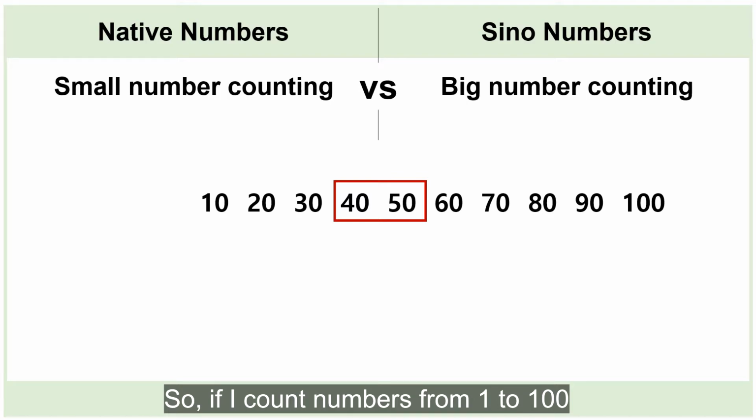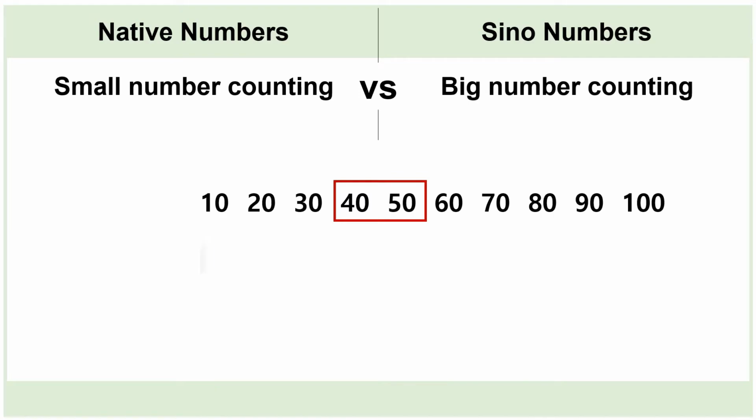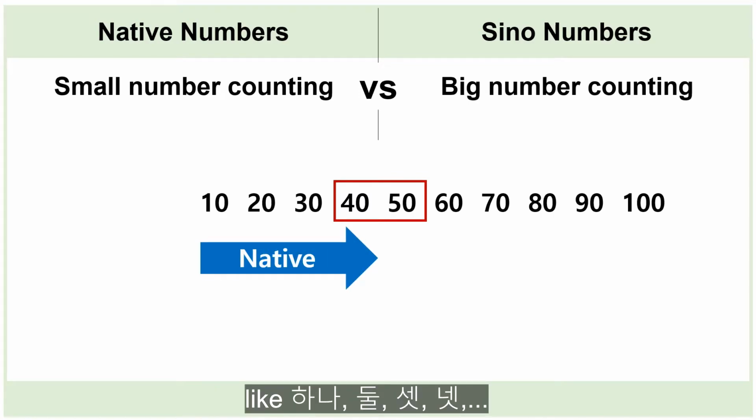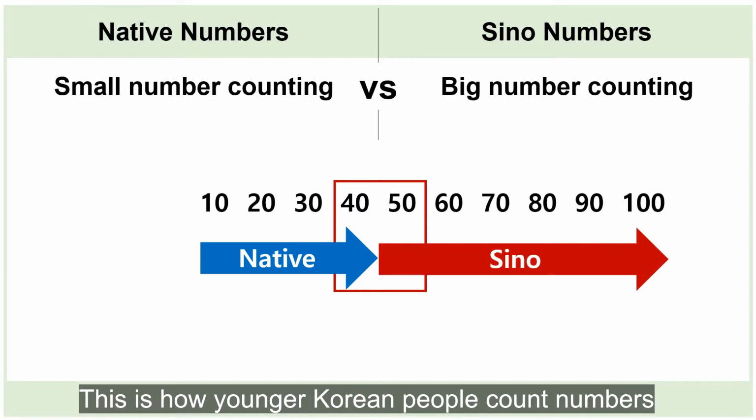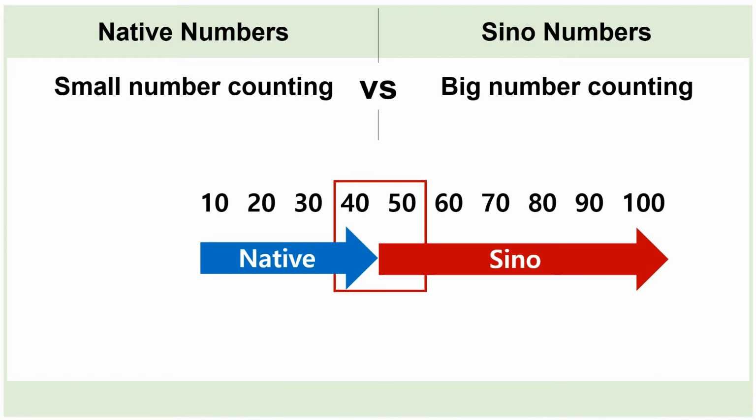So if I count numbers from 1 to 100, then I would definitely start with the native numbers first, like 하나, 둘, 셋, 넷. And at some point around 40 to 50, I may switch to the Sino numbers. This is how younger Korean people count numbers. And as they are younger, this boundary can move this way. And as they are older, this boundary can go this way.